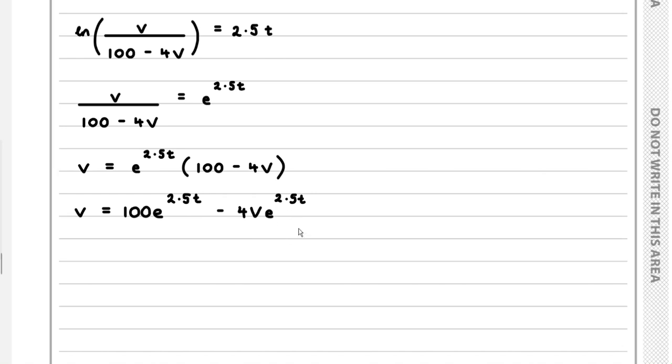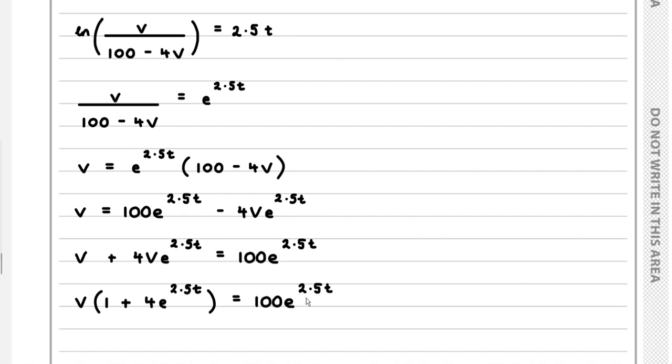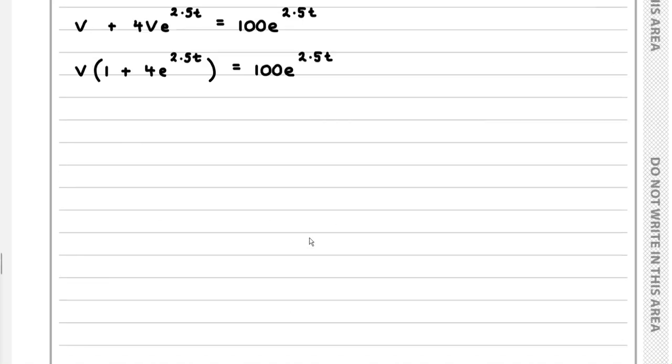If I get everything with a v on one side, everything that doesn't contain a v on the other side, we've got v plus 4v e to the 2.5t equals 100 e to the 2.5t. And on the left hand side, I can factorize out a v, leaving me with 1 plus 4 e to the 2.5t inside the bracket, and this is equal to 100 e to the 2.5t. Now let's divide both sides by 1 plus 4 e to the 2.5t. So we have v equals 100 e to the 2.5t over 1 plus 4 e to the 2.5t.